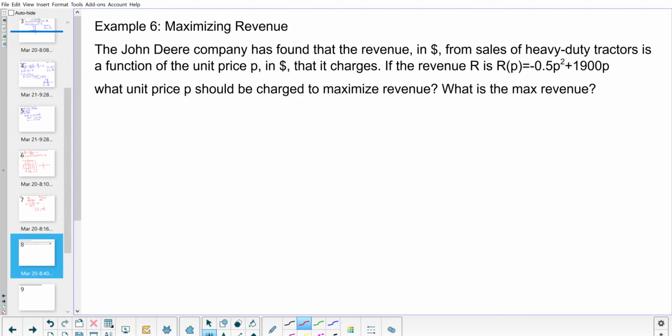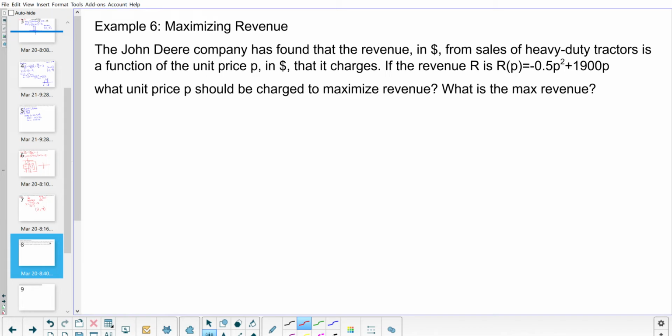Okay, a word problem then with maxes and mins. The John Deere company has found that revenue in dollars of heavy-duty tractors is a function of the unit price that it charges. And there's a formula for the revenue. What unit price should be charged in order to maximize revenue?